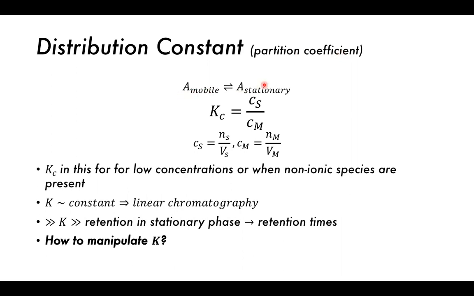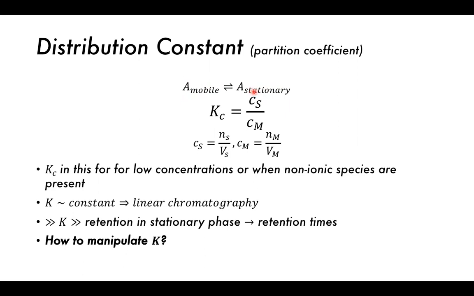Now, this is a partition, so it's an equilibrium, because remember that A can be absorbed either in the mobile phase or in the stationary phase. A can be in either, and it depends on what local interactions it has, how much it likes to be on the stationary phase versus the mobile phase, because it depends on how good its interactions are with either.